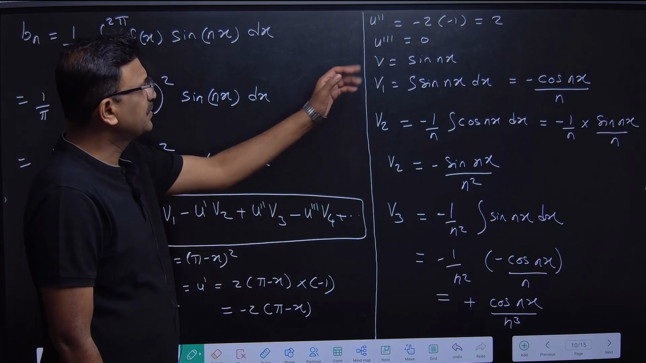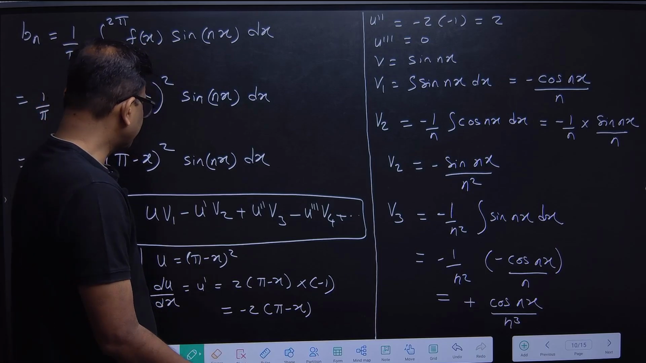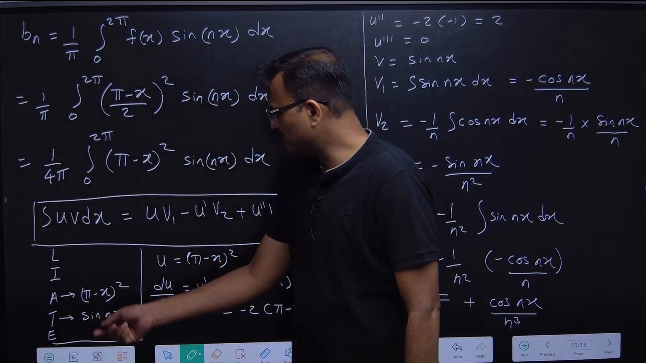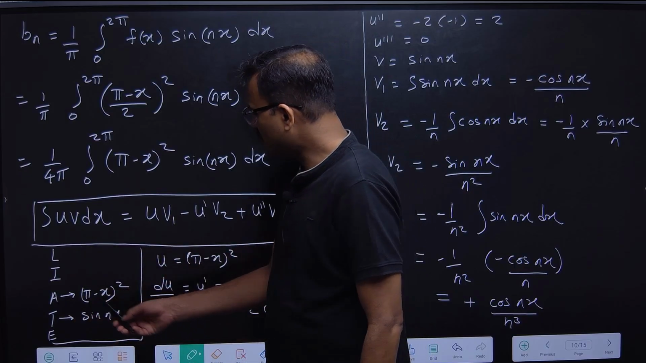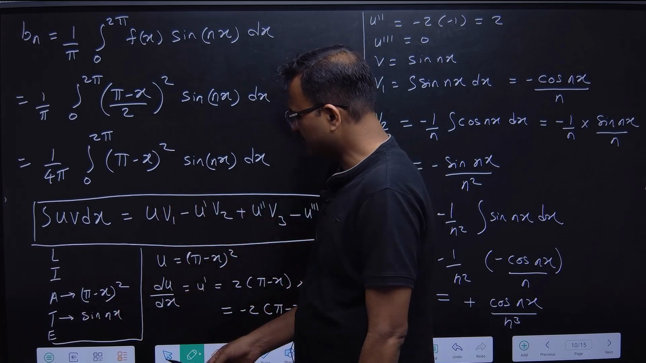So like in this case, u triple dash is 0, because the highest power of x in u is going to be 2. And remember, to choose what should be u, we have this order, LIATE. Now A stands for algebraic function. This (pi minus x) the whole square is an algebraic function. Sin nx is a trigonometric function.